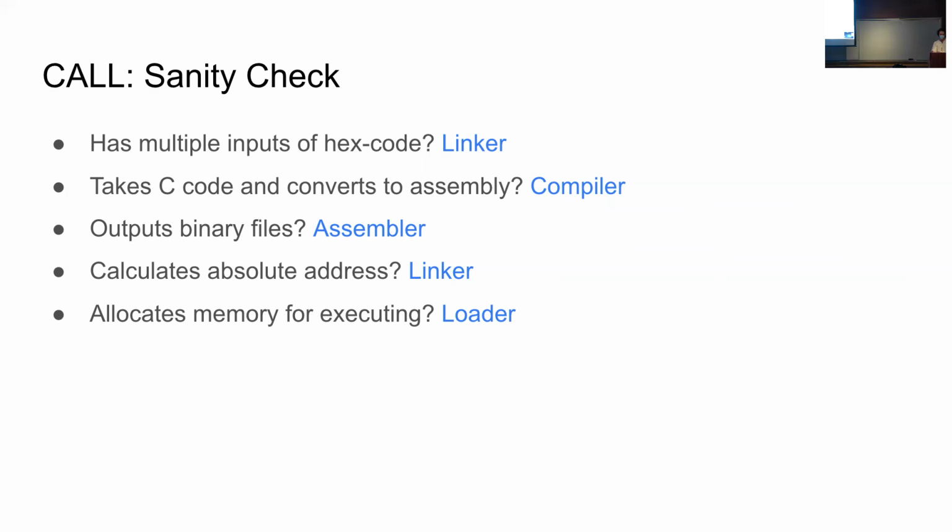And then running through the rest of them just quickly, takes C code and converts to assembly. That's compiler. Think if it's getting converted to assembly files, which is handled by the assembler, the step before that's a compiler. And then outputs binary files, that's the assembler. Calculates absolute addresses, linker, and allocates memory for executing, that's loader.